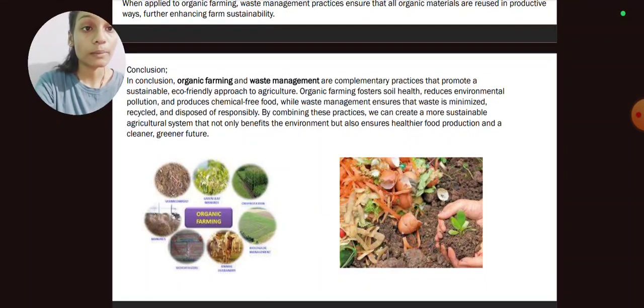to agriculture. Organic farming fosters soil health, reduces environmental pollution, and produces chemical-free food, while waste management ensures that waste is minimized, recycled, and disposed of responsibly. By combining these practices, we can create a more sustainable agriculture system that not only benefits the environment but also ensures healthier food production and a cleaner, greener future.